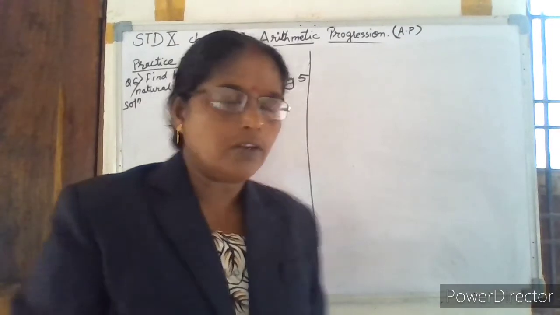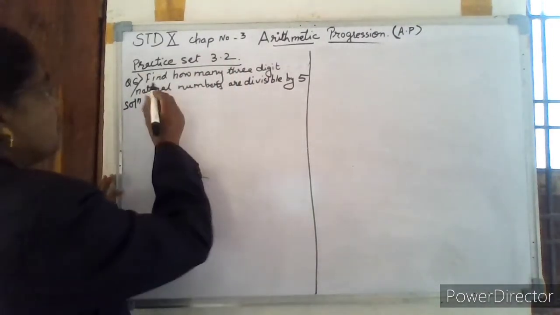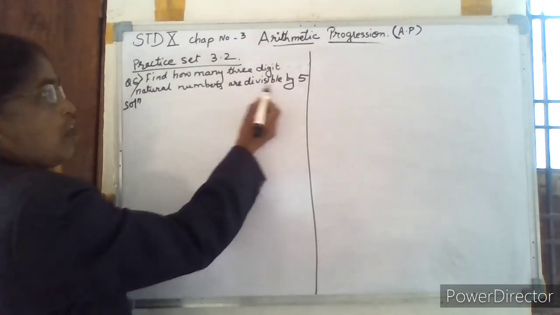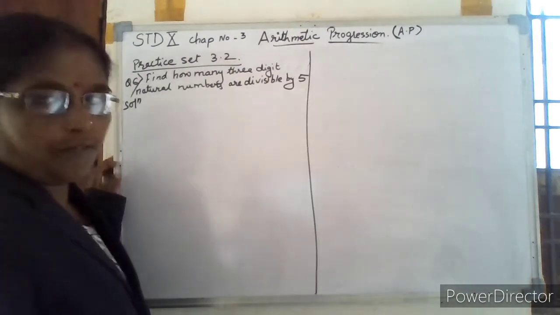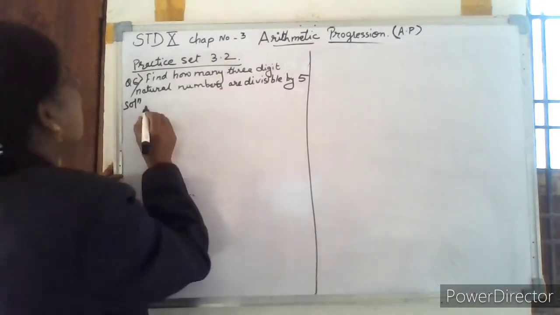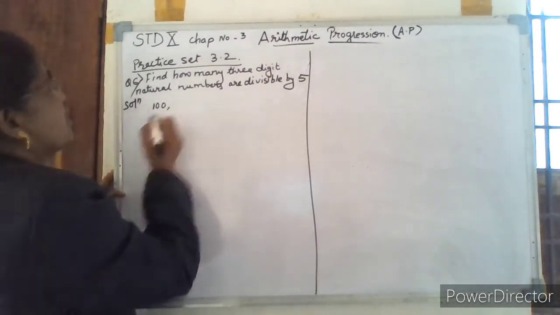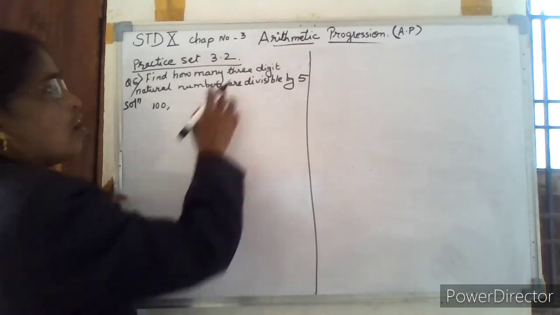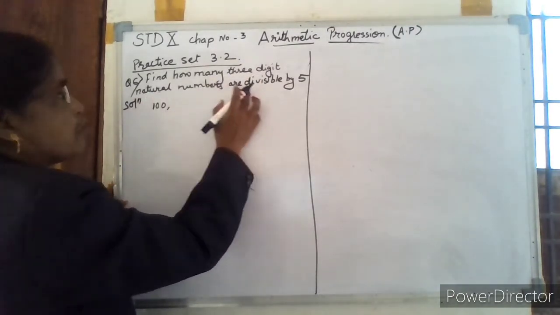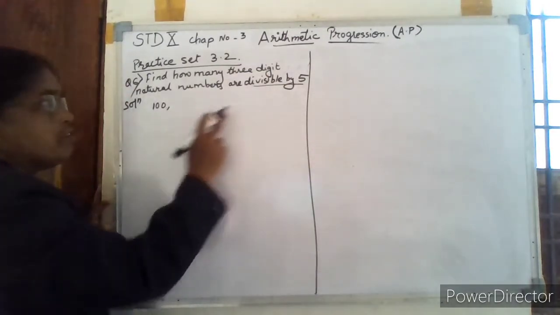Let us start with question number 6 of exercise 3.2. The question is: find how many 3-digit natural numbers are divisible by 5. Now, we know that 3-digit natural numbers start from 100. But we want only natural numbers which are divisible by 5. So 100 is divisible by 5.